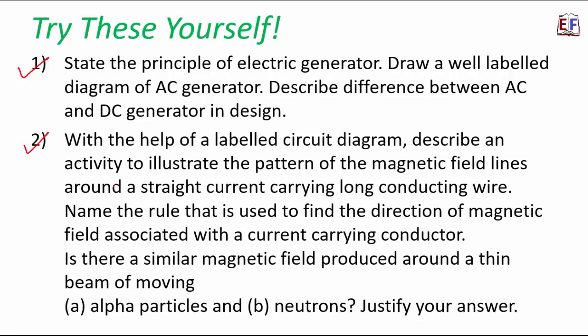With the help of a labeled circuit diagram, describe an activity to illustrate the pattern of the magnetic field lines around a straight current carrying long conducting wire. Name the rule that is used to find the direction of magnetic field associated with a current carrying conductor. Is there a similar magnetic field produced around a thin beam of moving alpha particles and neutrons? Justify your answer.